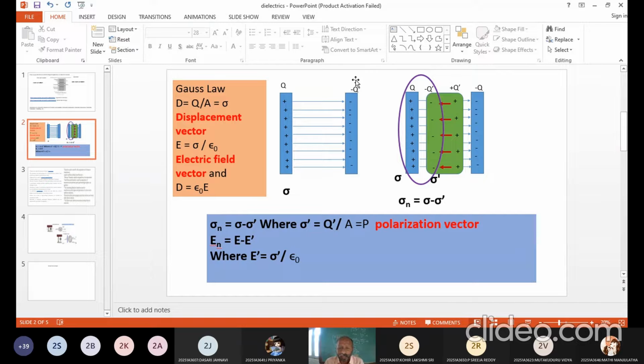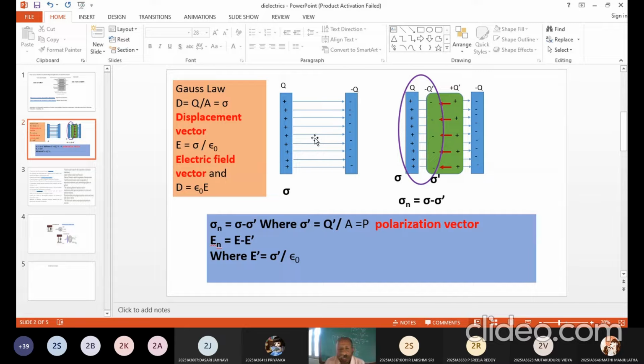Anyway, between these two metal plates, or between these two charges, there will be an electric field. Electric field exists everywhere whenever you have a charge. So electric field exists around the charged particle. If you have charged particles, you'll have electric field. If you have magnetic particles, you'll have magnetic field. If you have mass, you'll have gravitational field.